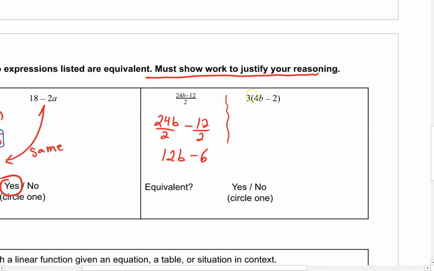Then what? Well, over here, this 3 and the 4b minus 12, we can distribute. 3 multiplied to 4b is going to leave us with a 12b. And then 3 times 2 is a 6, and we have this 12b minus 6. You can see as you've both used division and you've distributed for these separate expressions that they simplify to the same thing, and that means they are indeed equivalent.